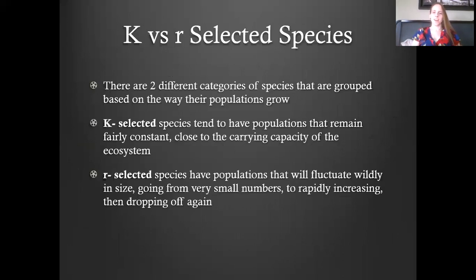Okay, K and R selected species are two different categories of species that we group or categorize based on how they grow. So K-selected species tend to have populations that are fairly constant and will remain close to carrying capacity unless there's some sort of major disturbance. R-selected species will have populations that fluctuate wildly in size, going from like just a few individuals to like hundreds of thousands, and then a whole bunch of them die off again, and that'll just keep happening.